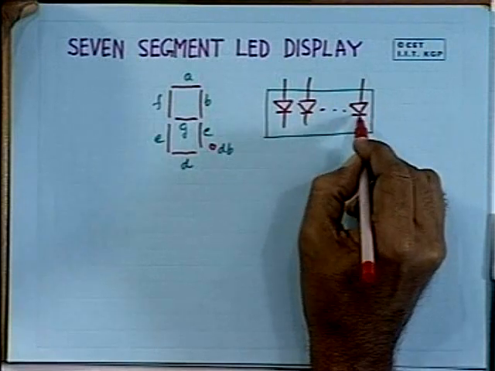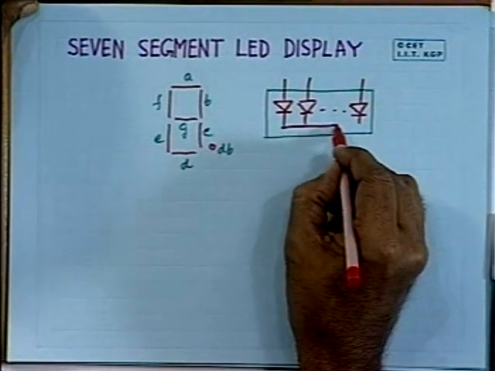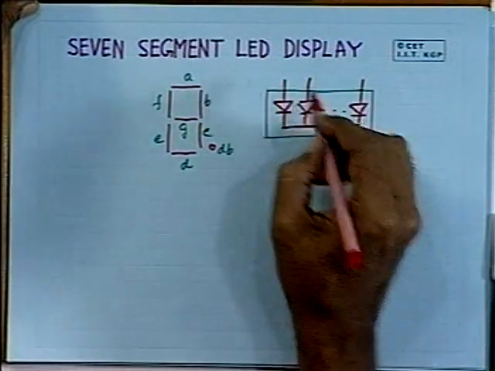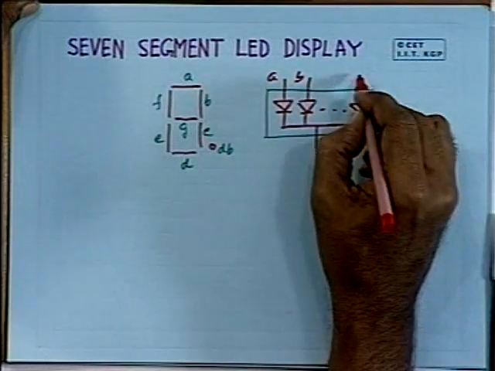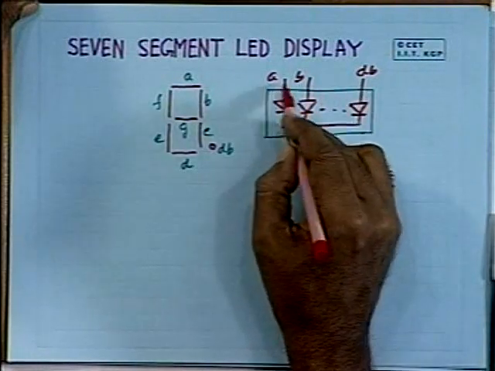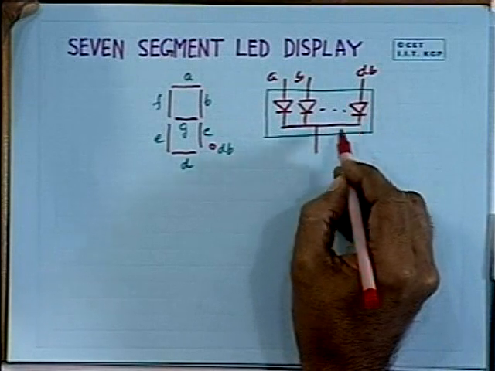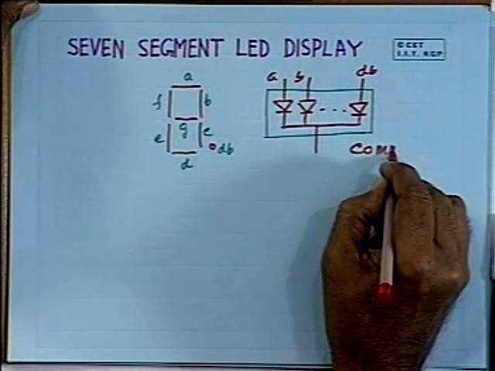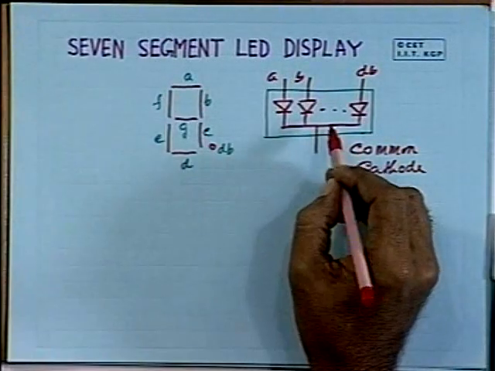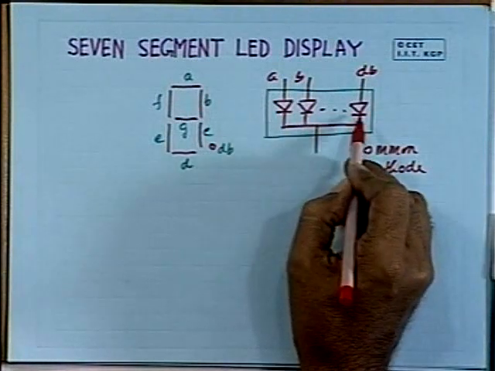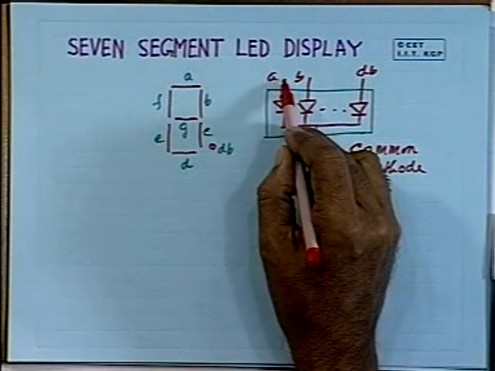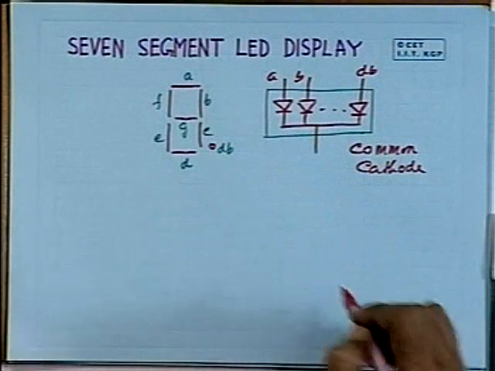8 light emitting diodes are here, and usually all the cathodes are tied together and available as a single point. So, you have got A, B, and then this is your decimal point. 8 anodes are available here, and the common cathode is available here. This is the common cathode type. In such a case, all the LEDs are separately available with separate anode lines and a common cathode line.